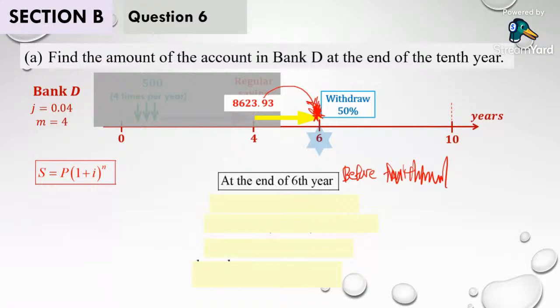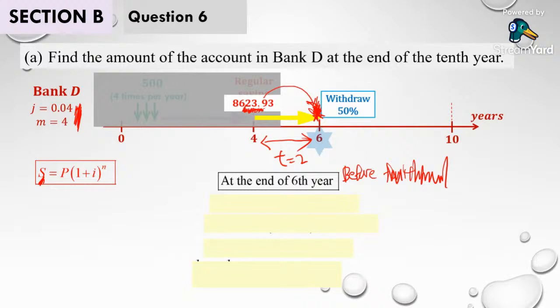What I want to know is the future value of 8623.93 by using compound interest, so I'm looking for the S inside this formula. The P happens to be the value, or I should say the future value, at the end of the 4 years. The interest rate just follows the same rate that we have according to bank D, because there's no mention of a change in interest rate. And the duration I need to consider is from the end of the 4th year to the end of the 6th year, so you have a duration of 2 years.